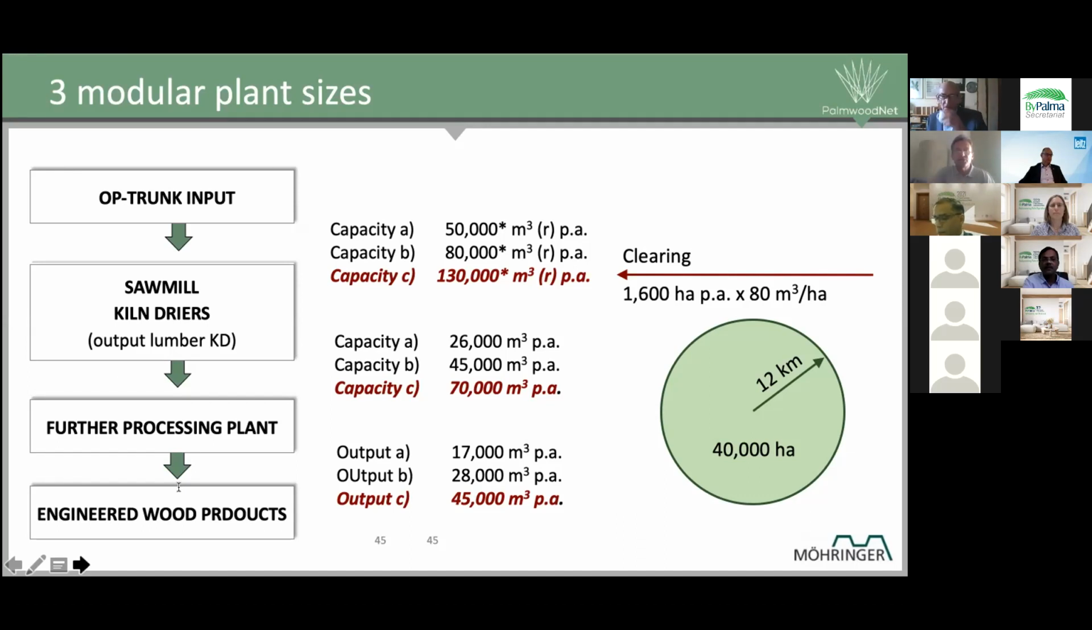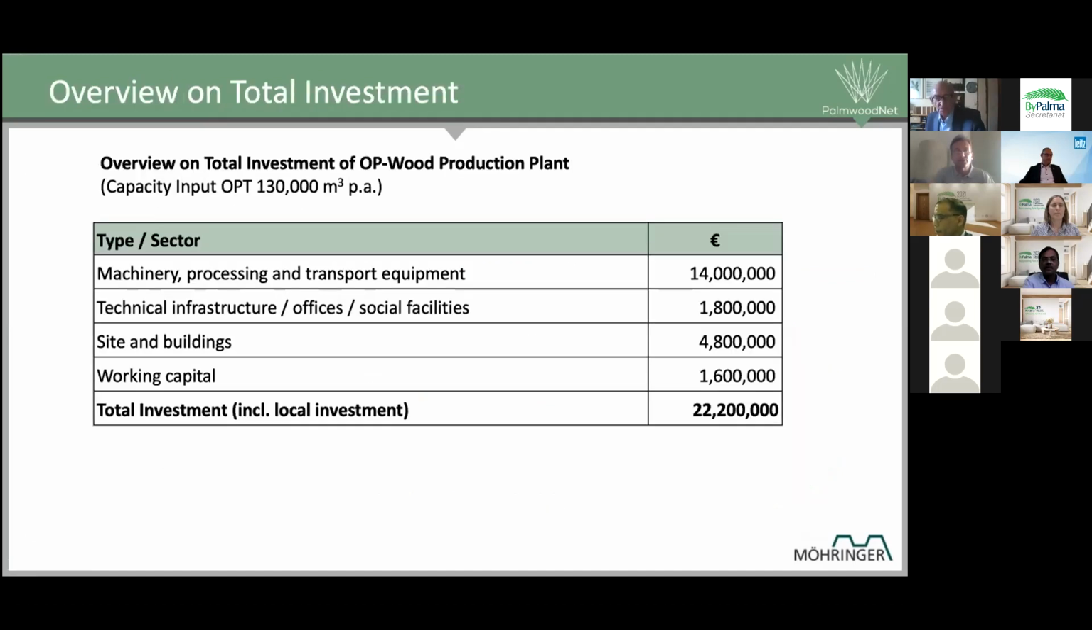So that is roughly an overview of the investment costs of a plant with an input of 130,000 cubic meter per year. So for the equipment, about 14 million, then technical infrastructure, building, 1.8, 4.8 million, working capital. So in total, we are talking of an investment of roughly 22 million euro for such a plant.